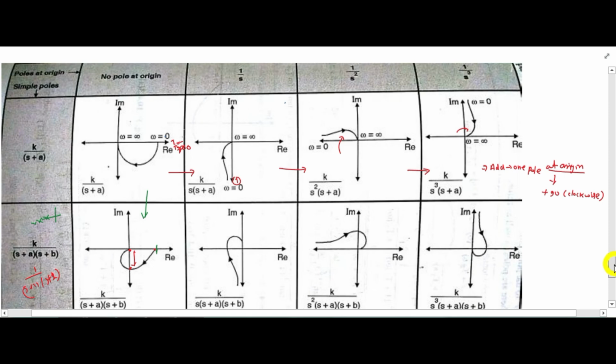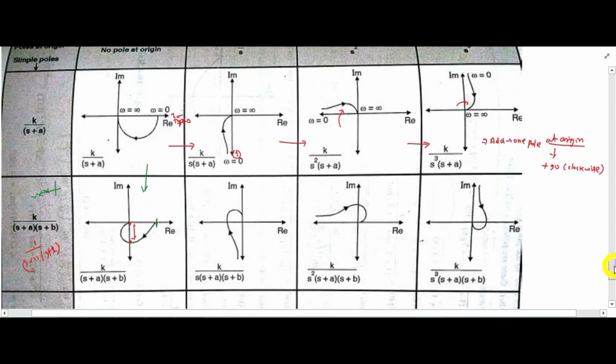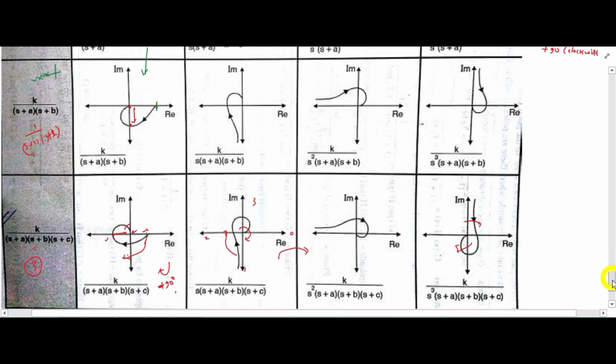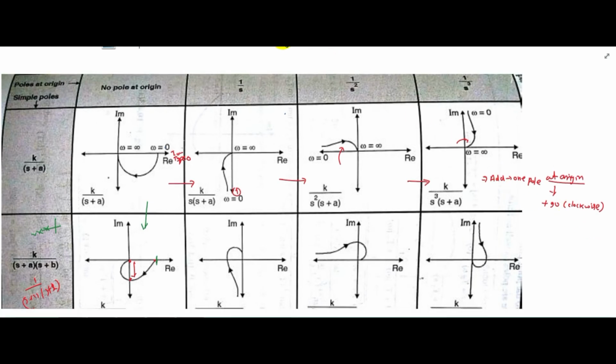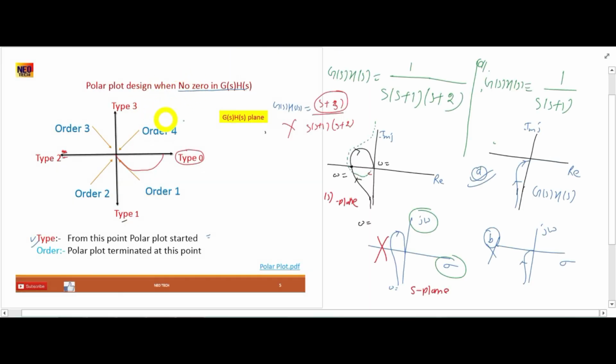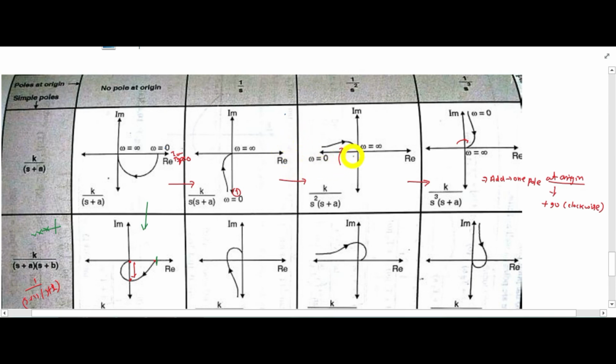Now look carefully. This is the basic concept of order and type of the system, how the polar plot looks like if I have a function which has no zero in the transfer function, like G(s)H(s). Then how the approximate polar plot looks like. This is the polar plot we already discussed in our previous video.